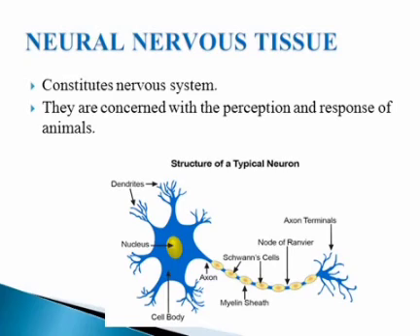Next, neural or nervous tissue. It constitutes the nervous system. This tissue is made up of specialized elongated cells called neurons. So the unit of the nervous system is the neuron.